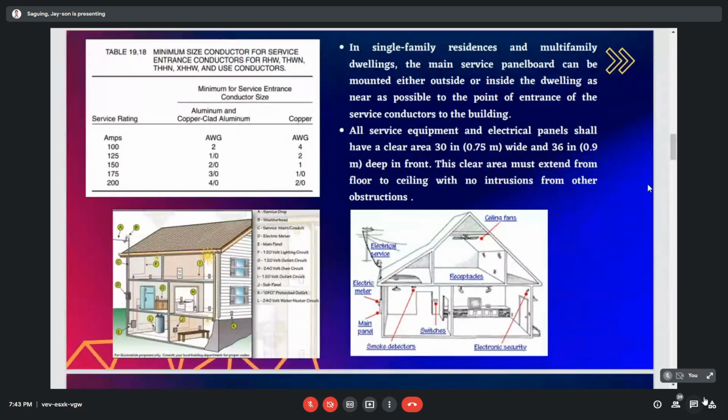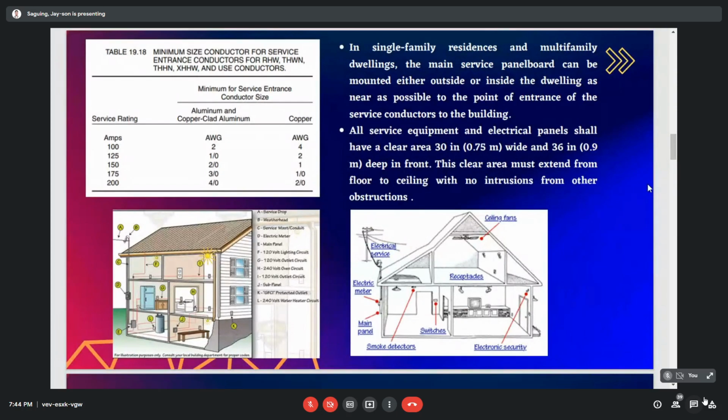Table 19.18 shows the minimum size of conductors for service entrance conductors for RHW, THWN, THHN, XHHW, unused conductors. So 100 amps, 125, 150, 175, 200 amps. These are the most common sizes of residential service equipment.